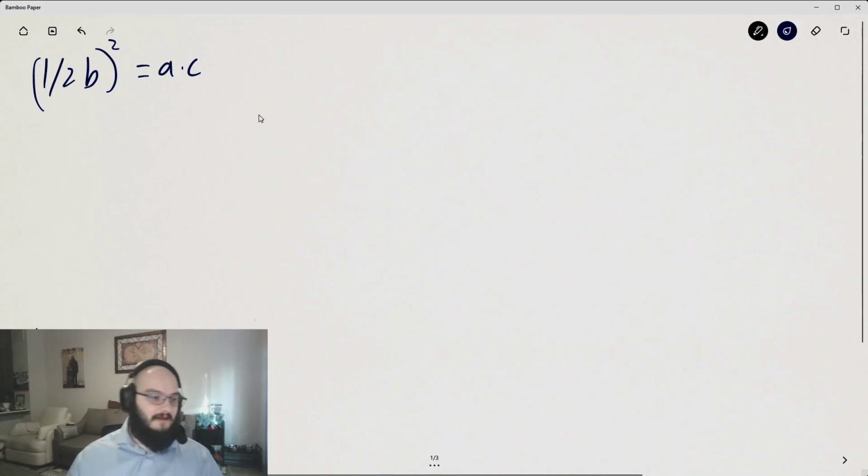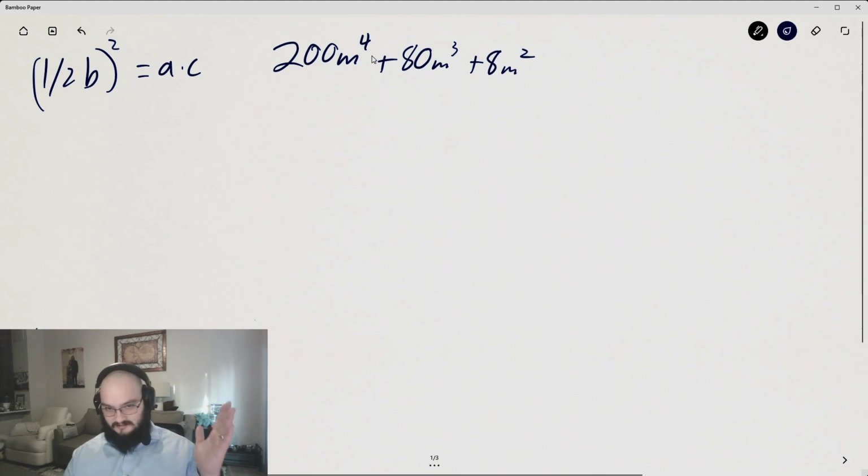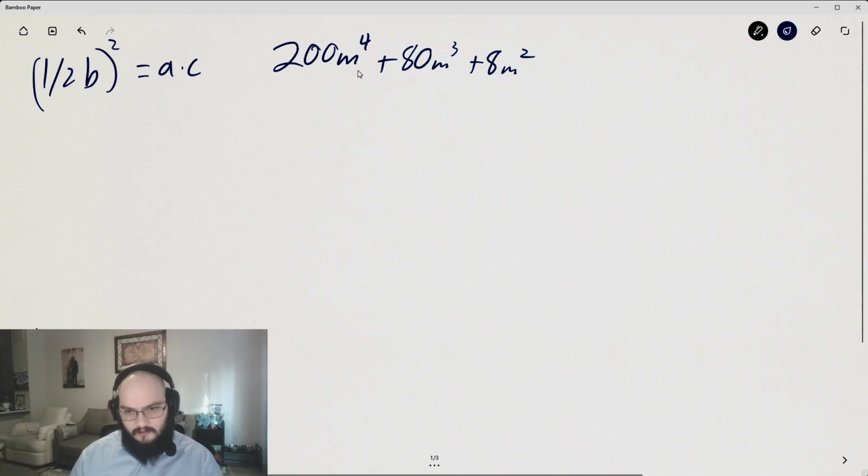For our last example today, we're going to check out 200m to the 4th plus 80m to the 3rd plus 8m squared. All right, well, this isn't a quadratic, this is a quartic. It's got something raised to the 4th power. So let's go ahead and see if there's anything we can factor out. We can definitely factor out 2. We can factor out a 4. We can factor 8 out of the 200.